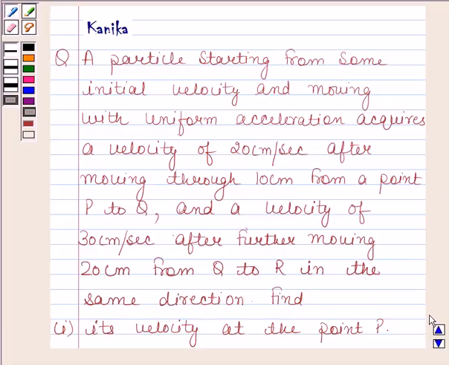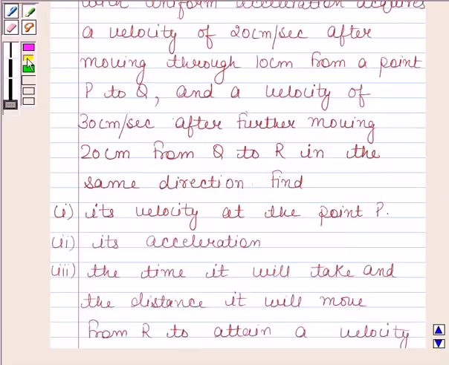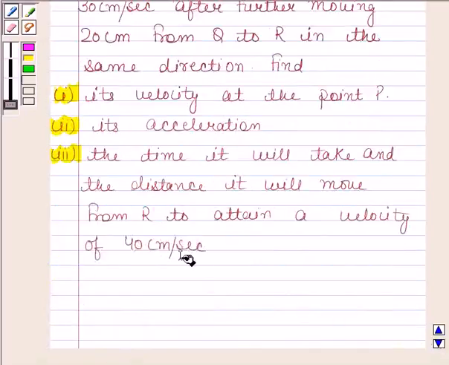Fine, first part is its velocity at the point P. Second part is its acceleration. Third part is the time it will take and the distance it will move from R to attain a velocity of 40 cm per second. Begin with the solution.